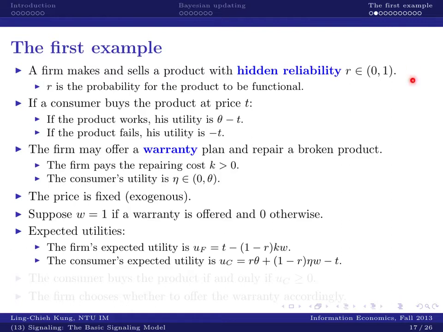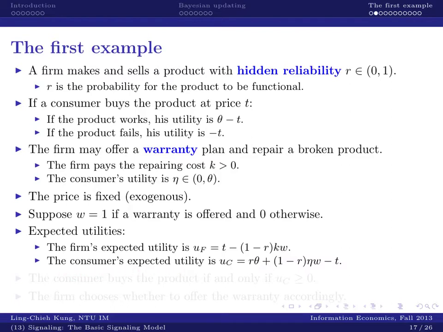With all these notations, the expected utilities can be determined in the following ways. The firm's expected utility can be expressed as T minus (1 minus R) times K times W. So the manufacturer definitely gets the payment T, but with probability 1 minus R, the product will fail. And if there is a warranty plan, the manufacturer needs to pay K to fix the product.